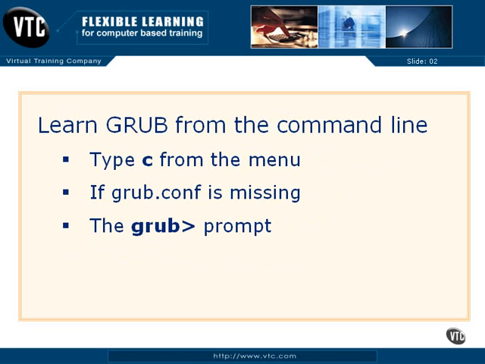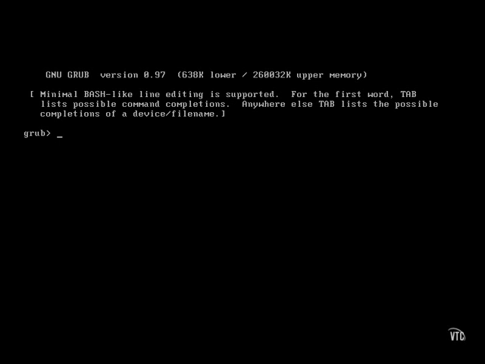We can learn GRUB from the command line, courtesy of command completion. We can identify the location of the boot directory, identify the file names associated with the kernel and initial RAM disk, and configure the top-level root directory. We can do this all from the GRUB prompt.